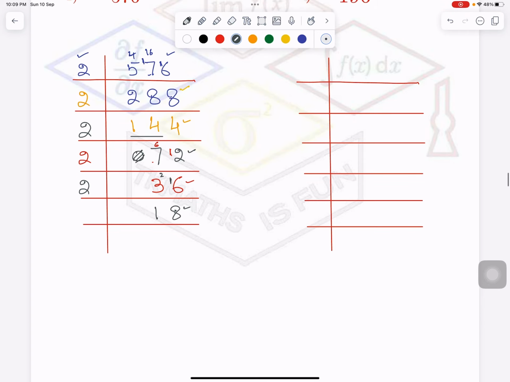Again it is an even number. 2 times 9 is 18. Now I know 9 cannot go by 2. I'll go to 3. 3 threes are 9 and then one more time.